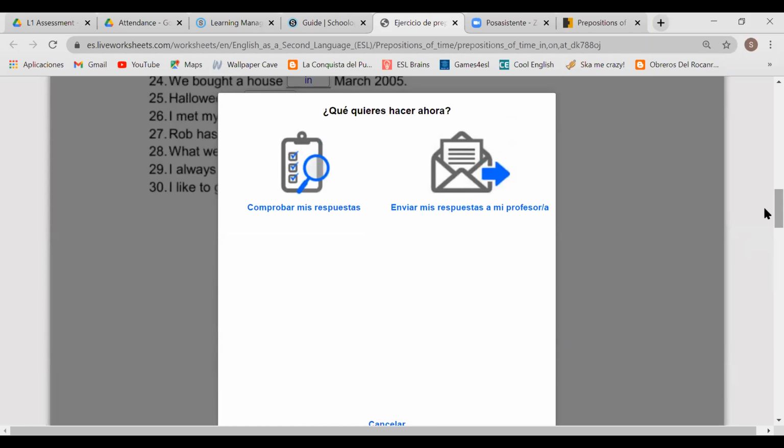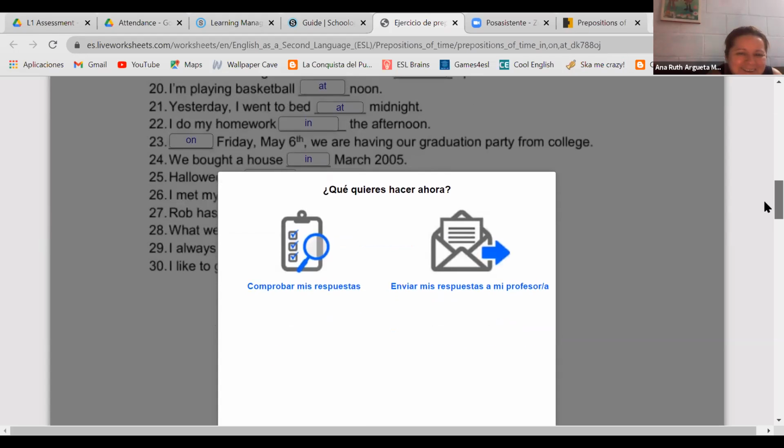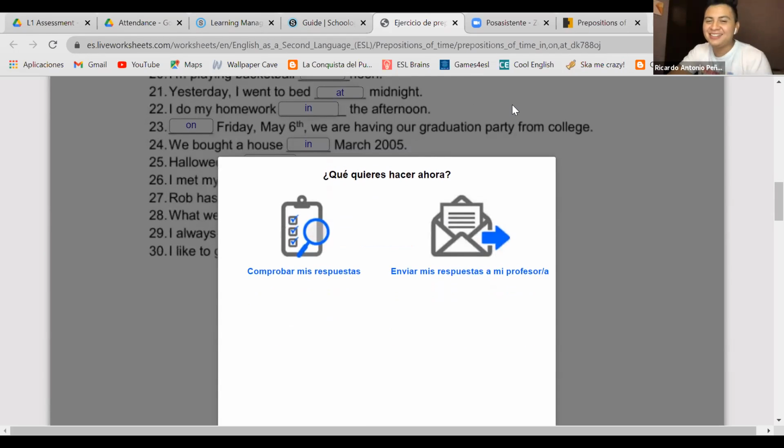No, es in. Si se sacan 10 en este ejercicio, les voy a regalar un punto para el examen final. Okay. Ya estuvo que está mal, entonces. Tramposo. Ya saben. Si sacamos 10, no hay tarea. No, un punto, dijo. Un punto.